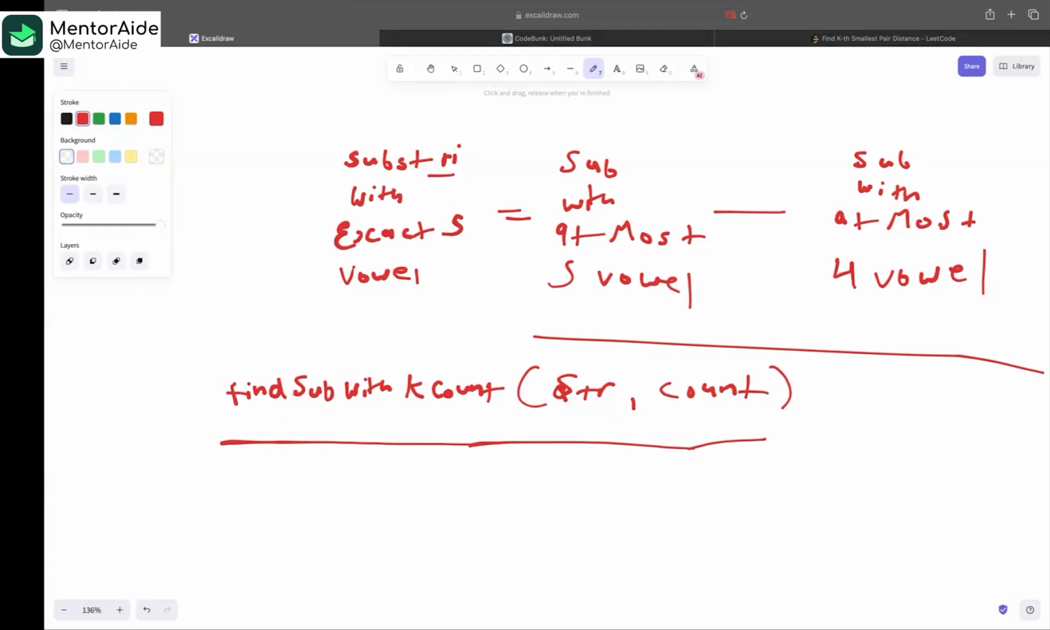Okay. We don't just need to find out the distance. We need to find out the kth smallest distance. So do you guys have any other questions?